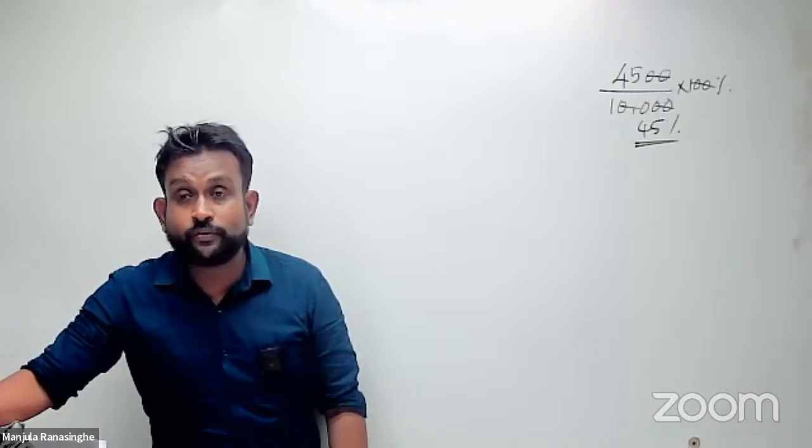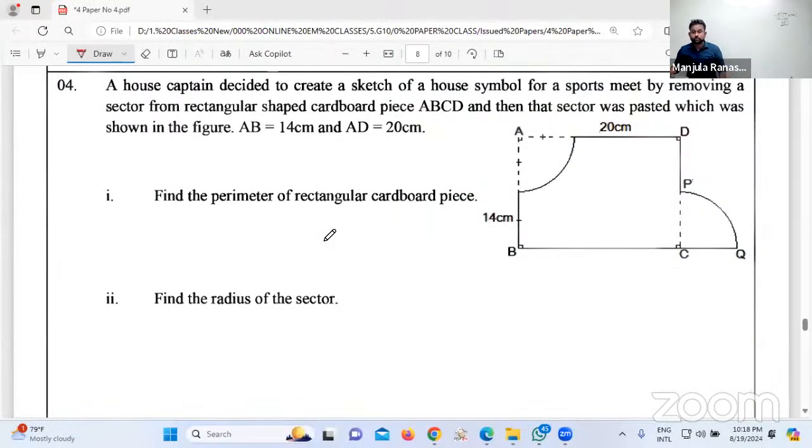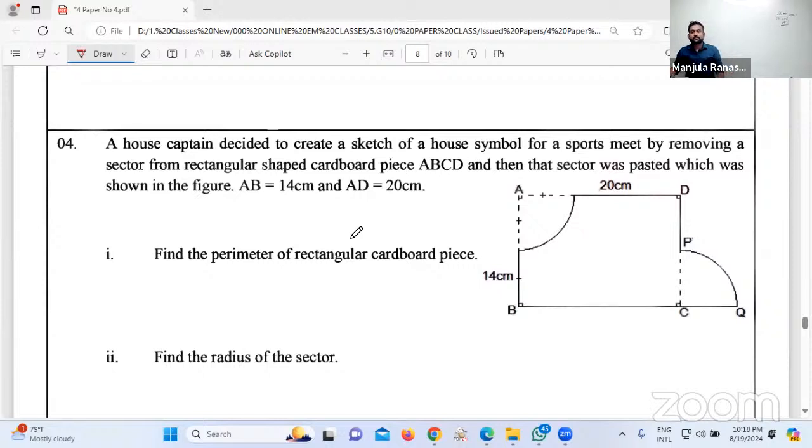Okay, now we are moving to question number 4. See, wait, we are at the last two questions. That is very important. House explains, decide to create a sketch of a house symbol for a sport meet by removing a sector from a rectangular shaped cardboard piece ABCD, and then that sector was pasted, which is shown in the figure. AB equals 14, AD equals 20. Right. Now check the question. That is not much hard. See how to deal with the question.